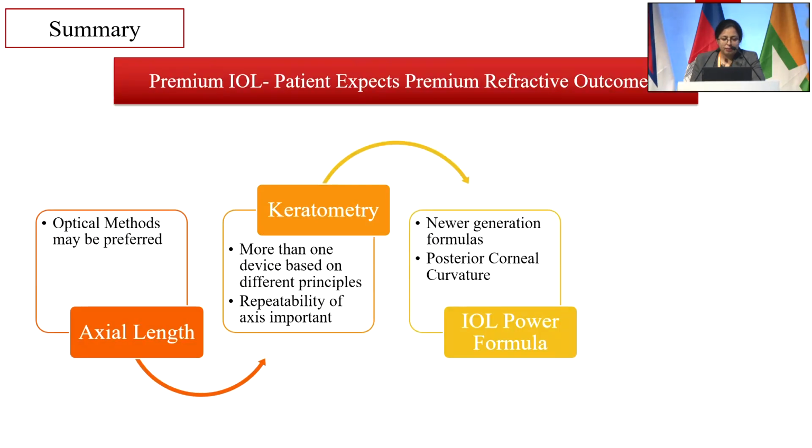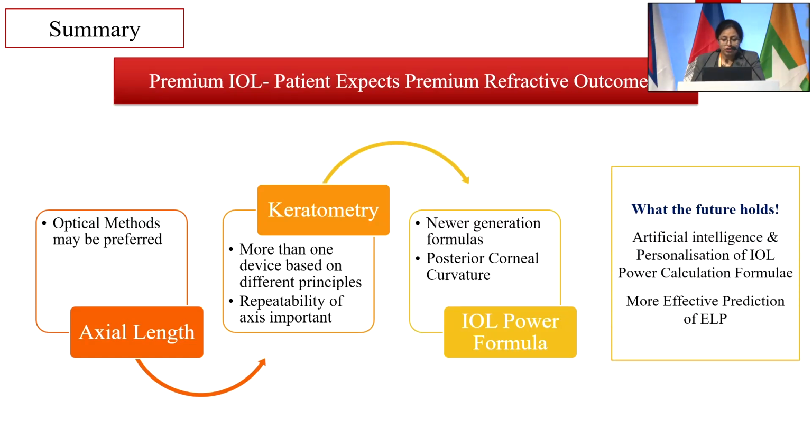So just to summarize, premium IOL patients expect premium refractive outcomes. Axial length, optical method should be preferred. Keratometry, more than one device based on different principles; repeatability of axis is important. IOL power formula, use the newer generation ones and do take into account the posterior corneal curvature. What the future holds is artificial intelligence, personalization of IOL power calculation formulae, more effective prediction of ELP.